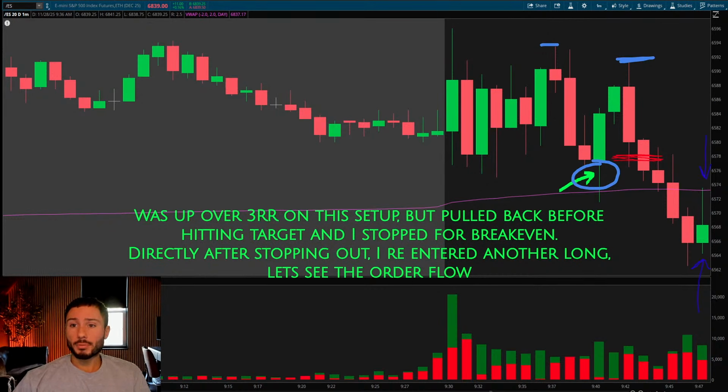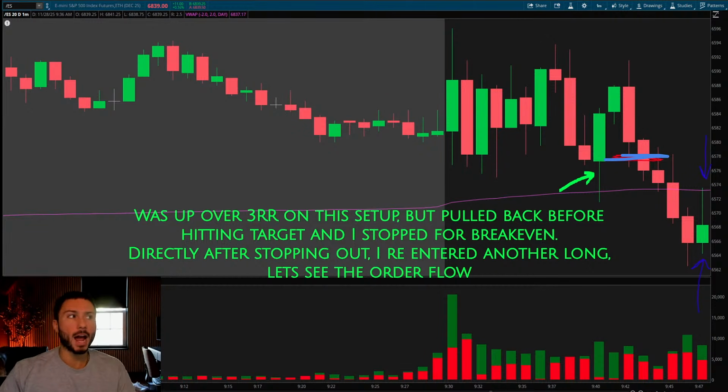My target was a break of this high right here. Unfortunately, did not hit it, and I stopped out of this trade for break even. If I go up 3R in 2 minutes, there's no way I'm letting that trade go to my original stop loss. It's just one of my trade management techniques that I implement. So it stopped me out for break even.